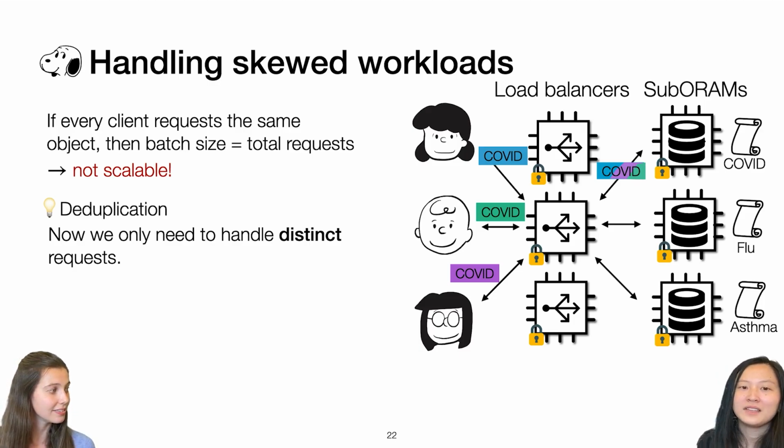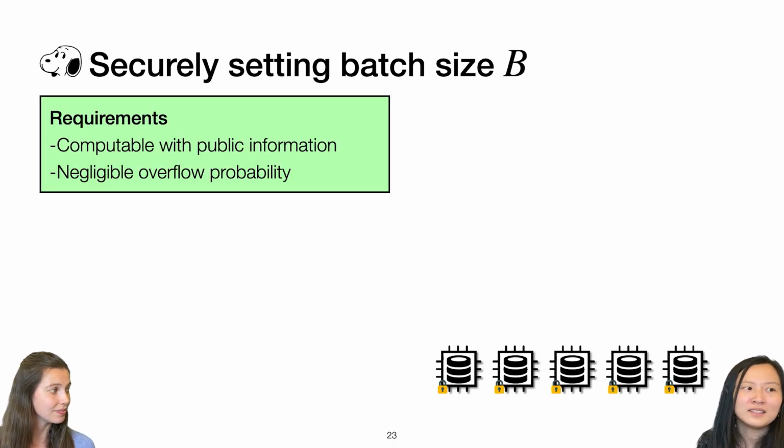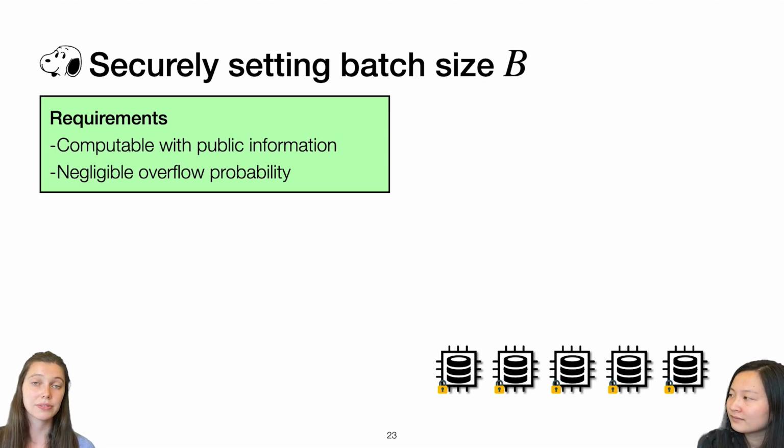Great, so now that we have these batches of distinct requests at the load balancer, we just need to figure out how we securely set the batch size B, which is the size of the batches that we send to each sub-ORAM. Exactly. So we have two important requirements for how we set this batch size. The first is that it should be computable with public information. This can include the number of total requests in the system, the number of load balancers, and the number of sub-ORAMs. Importantly, this can't include the number of distinct requests because we don't want to leak information about which requests were deduplicated, because that can leak information about the underlying request distribution.